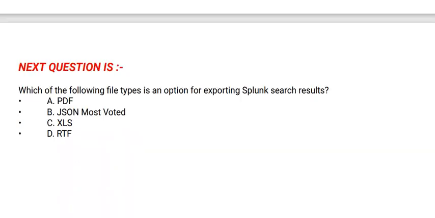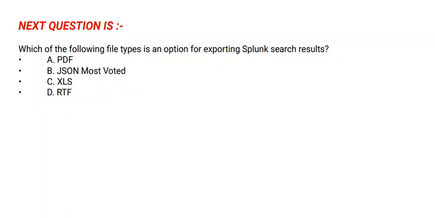Next question is, which of the following file types is an option for exporting Splunk search results? Options are: Option A, PDF. Option B, JSON, most voted. Option C, XLS. And option D, RTF. The correct option is option B.